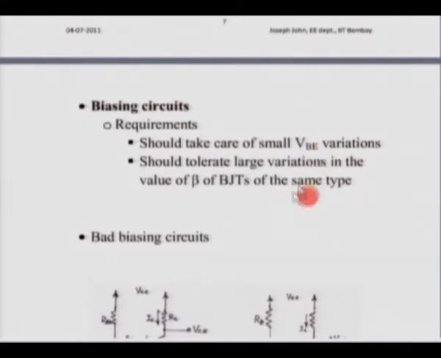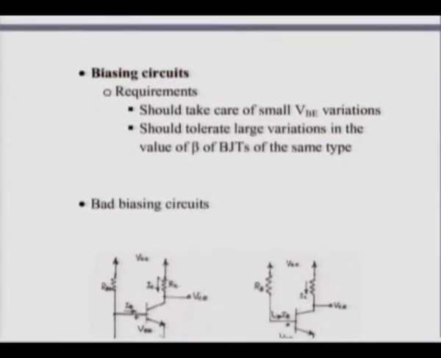Another important consideration is that in a discrete amplifier, since we are using discrete components, the beta value of BJTs of the same type would vary very much, sometimes as much as 50%. If you pick a BC147 transistor and measure its beta, and you go to the market and buy 10 such transistors and measure the beta, you will be very surprised to see that there is a large variation of beta, sometimes as much as 50%. Hence we need to make sure that the circuit is able to tolerate large variations in the value of beta.